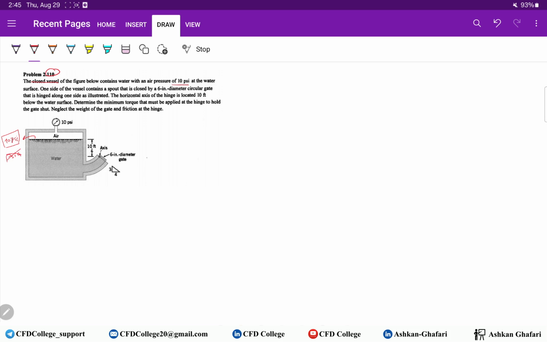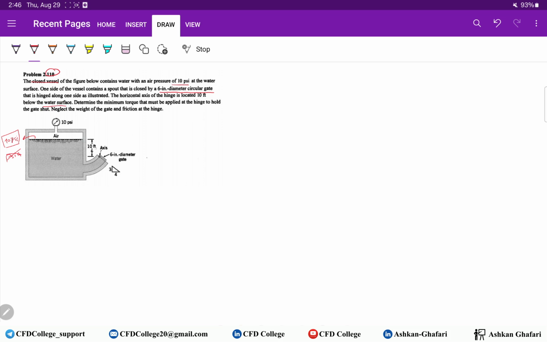This problem is really important. One side of the vessel contains a spout that is closed by a 6-inch diameter circular gate. So this is the gate, 6-inch in diameter. It's not a rectangular gate, it's a circular gate that is hinged along one side. Here we have the hinge or axis. The horizontal axis of the hinge is located at 10 feet below water surface.